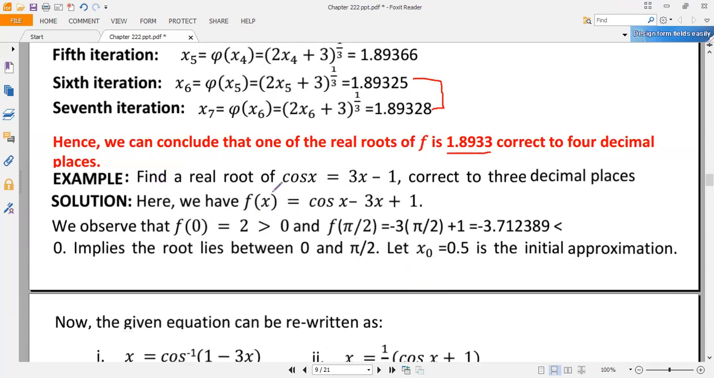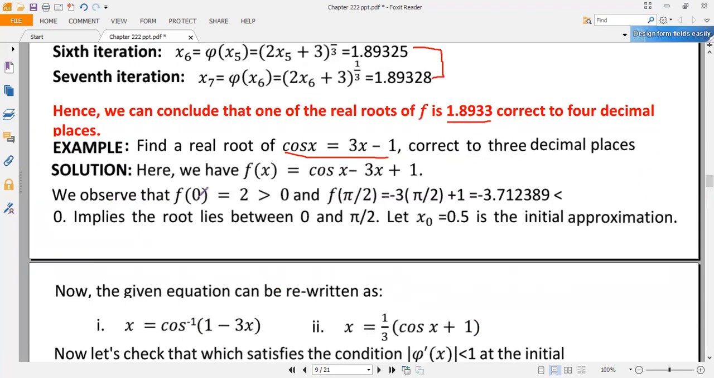Let's add another example, a transcendental function. Find the real root of cos x equals 3x minus 1 correct to 3 decimal places. Here we have f of x equal to cos x minus 3x plus 1, rewriting the equation. Let's find the interval where the root lies. f of 0 is 2, which is greater than 0. f of pi over 2 is negative 3.712398, which is less than 0. So there is a root between 0 and pi over 2, which implies that the root lies between 0 and 1.